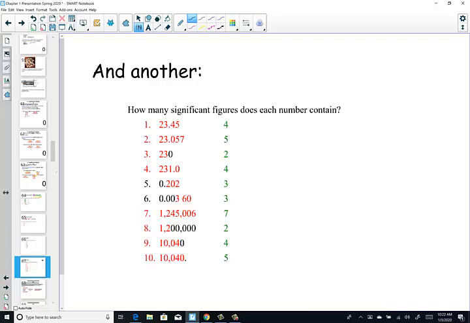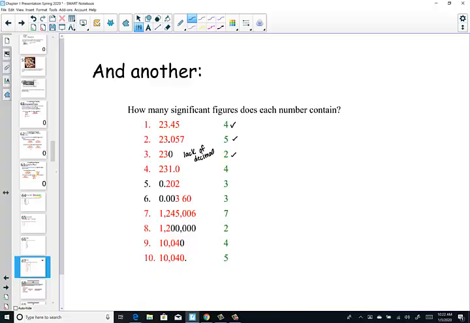In the first example, all digits are significant. There are no zeros to even worry about, so there's 4 sig figs in problem 1. In the next example, letter B, 23.057. Since there is a decimal point, the 0 is between 2 non-zero digits. All 5 digits are significant. In number 3, there is no decimal point. 230 only contains 2 sig figs. The lack of a decimal point makes that 0 insignificant.